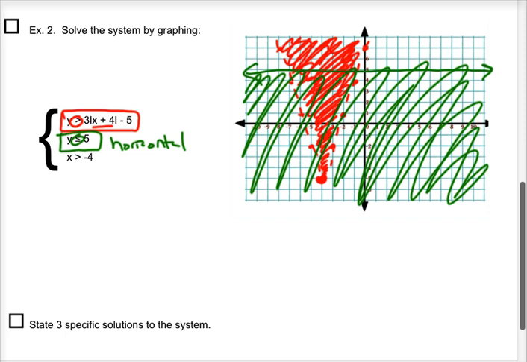All right, final one. This time we have 3 we have to graph. So x is greater than -4. Remember, that is going to give you a vertical line. Now, again, analyze it first. So vertical line, x is greater than -4. So strictly greater than means dashed.